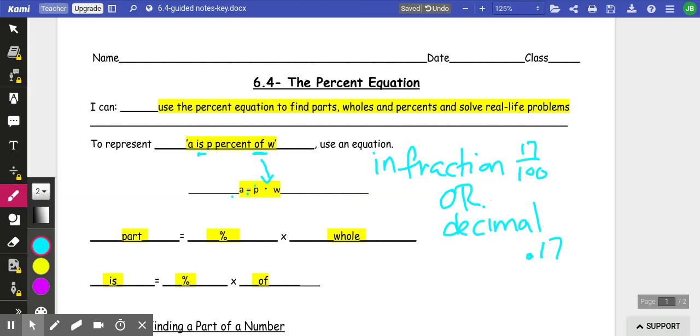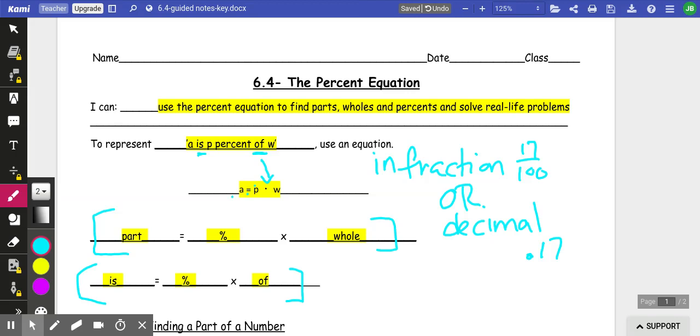Our part equals percent times whole. So this is a nice way to remember it down here. Part equals percent times whole. And really, I like this way: is equals percent times of. So our "is" is our portion, our percent times our whole amount, our "of" amount.